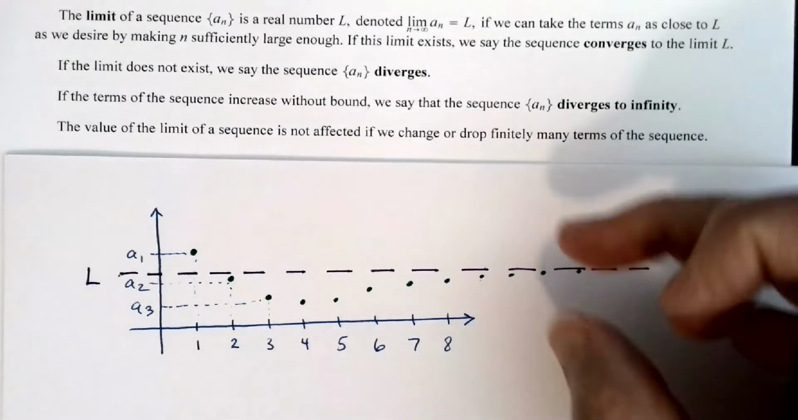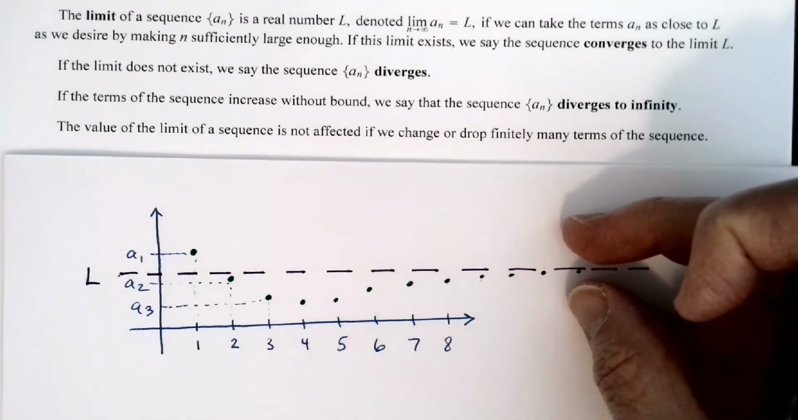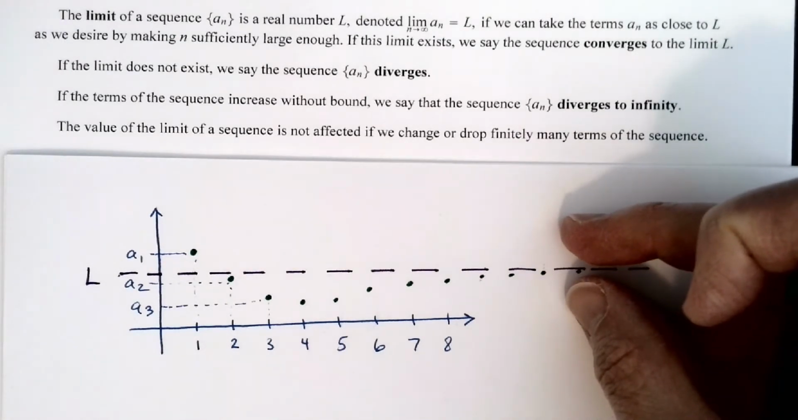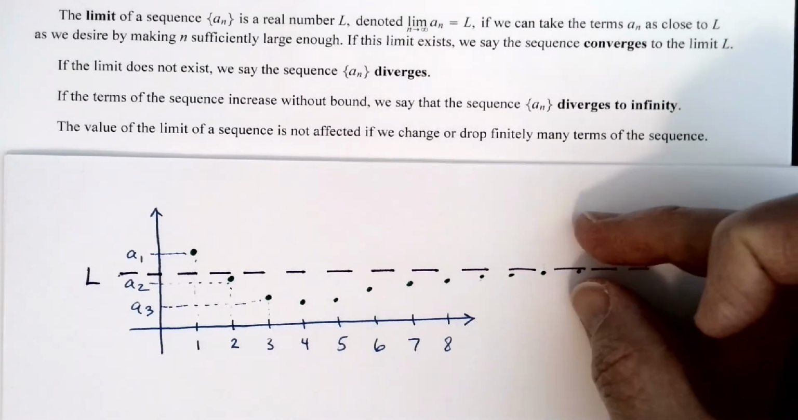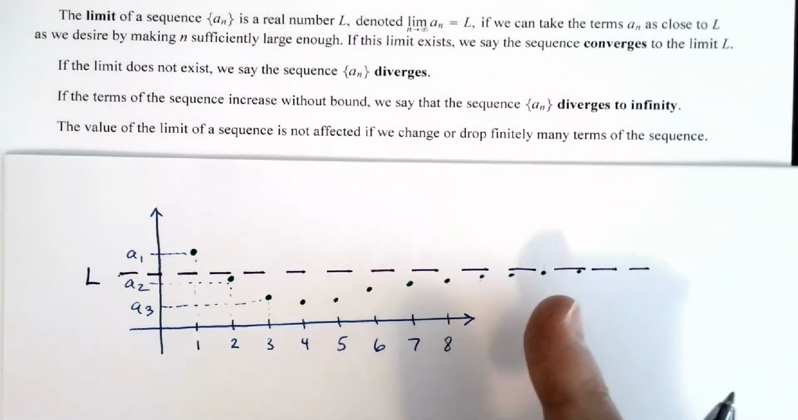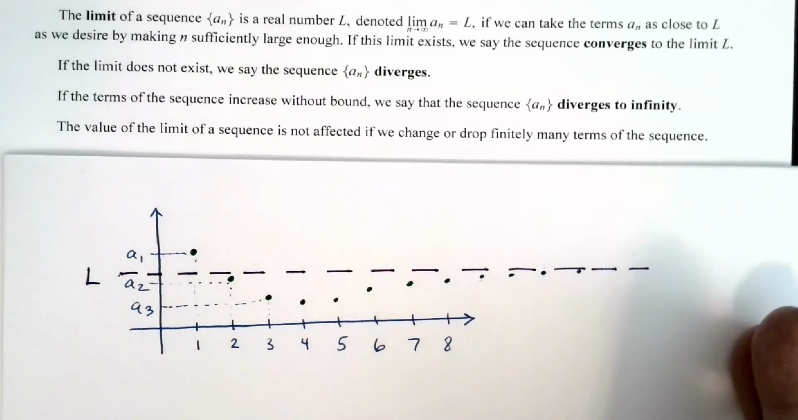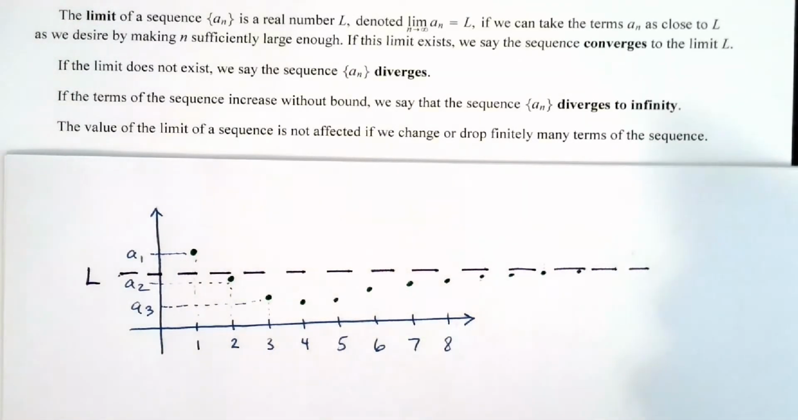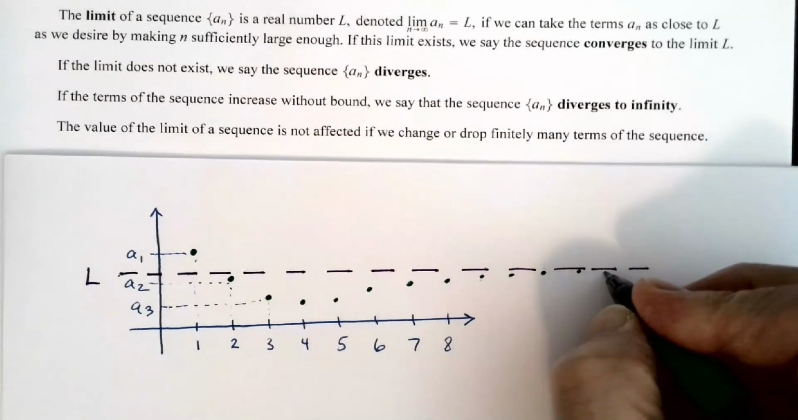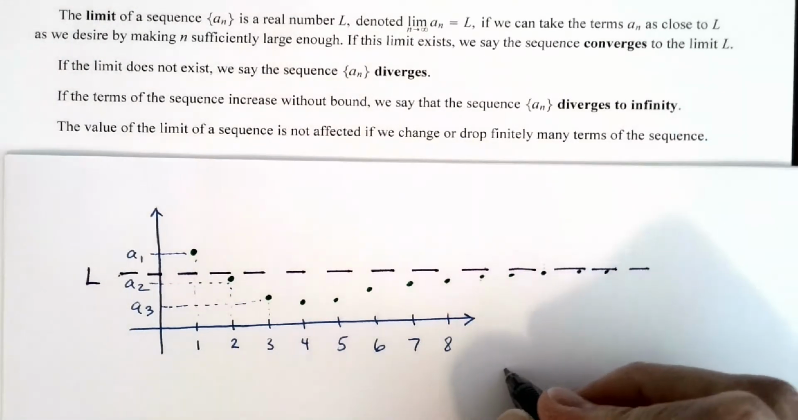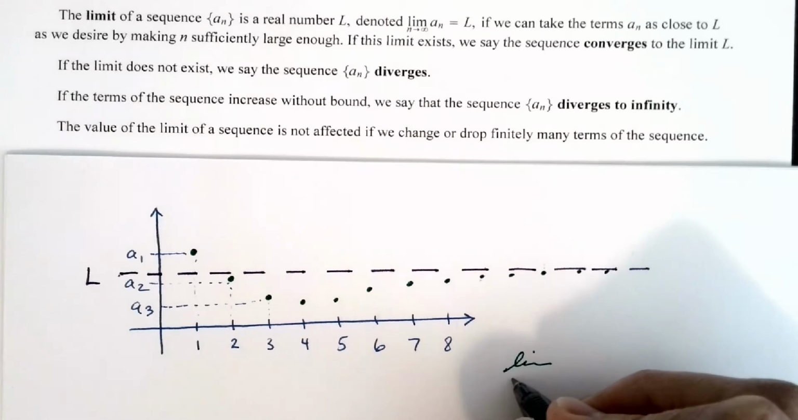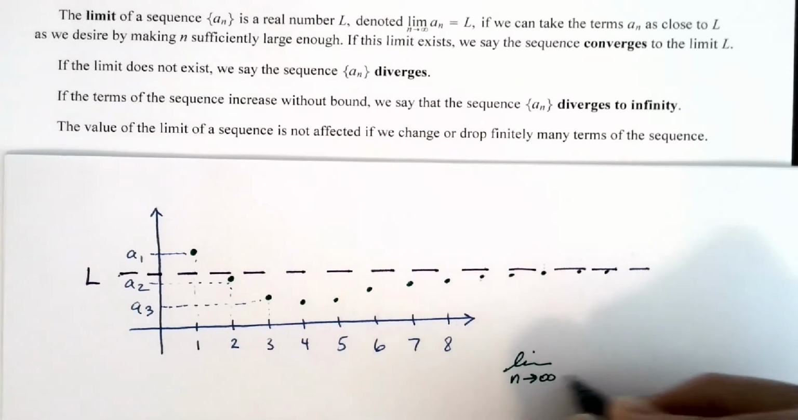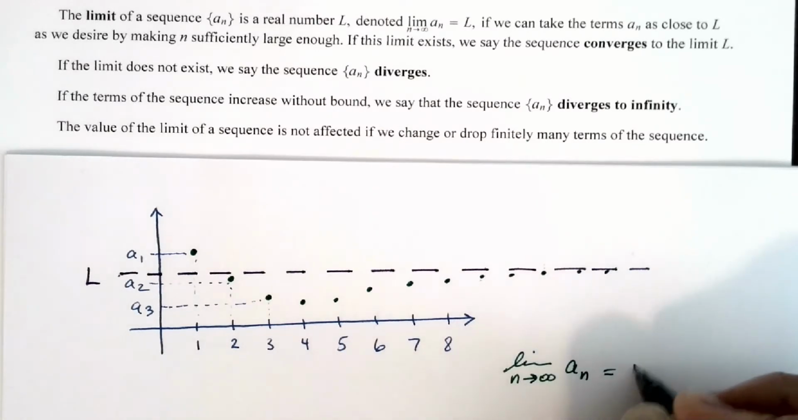If we can always do that, in other words, if I say, make sure that the terms of my sequence are always that close to that dashed line, as long as that's true from n equal some number on, for all values greater than or equal to that, then the limit would be equal to L. And so we would say the limit of the sequence, which would be written this way, is L.